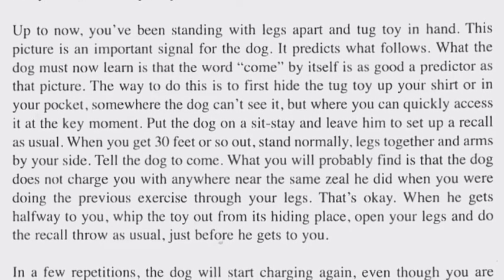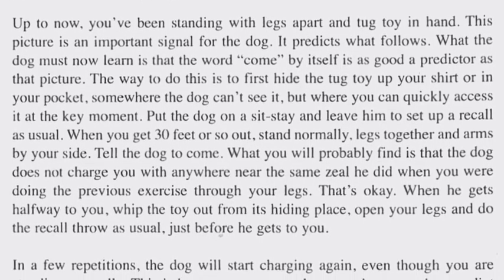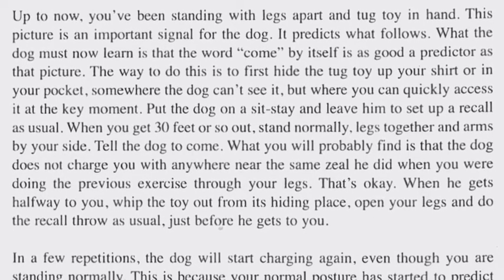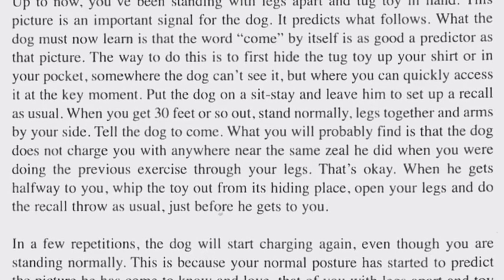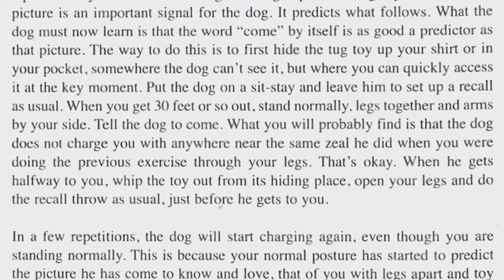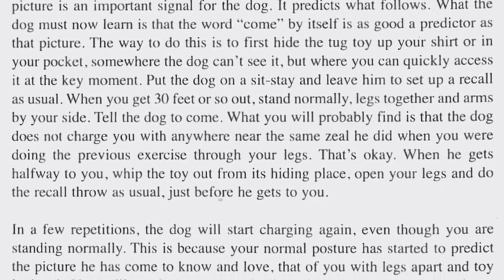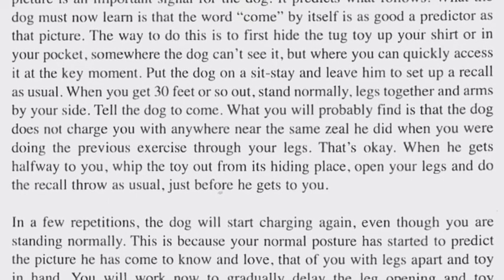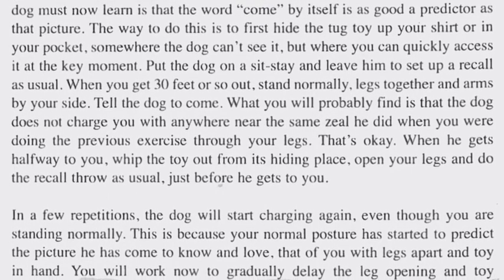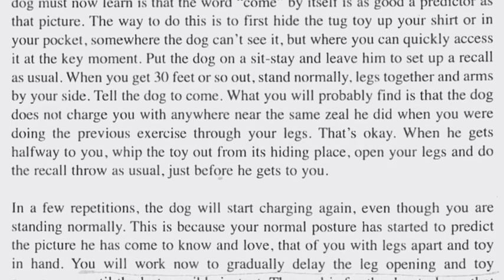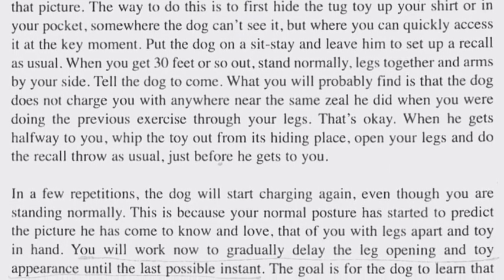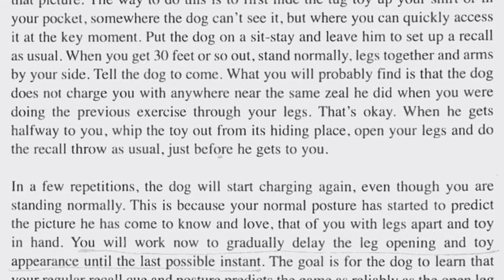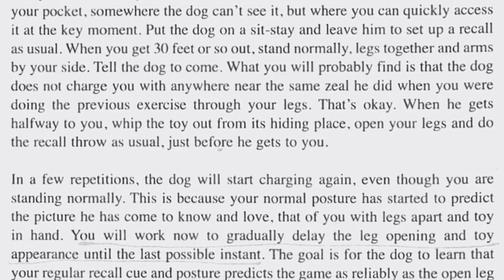The way to do this is to first hide the tug toy up your shirt or in your pocket, somewhere the dog can't see it, but where you can quickly access it at the key moment. Put the dog on a sit-stay and leave him to set up a recall as usual. When you get your 30 feet or so out, stand normally, legs together and arms by your side. Tell the dog to come. What you probably find is that the dog does not charge you with anywhere near the same zeal he did when you were doing the previous exercise through your legs.